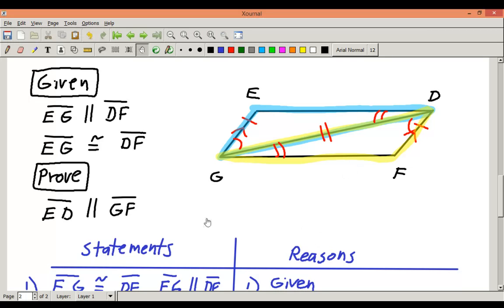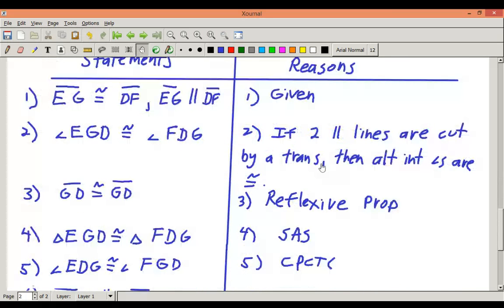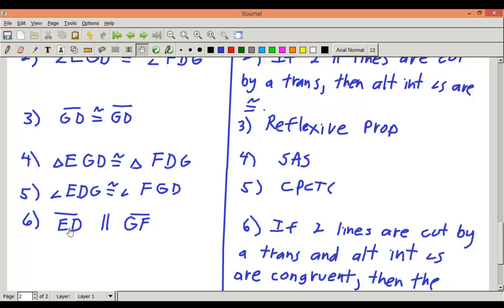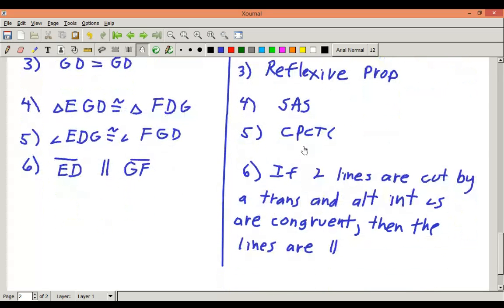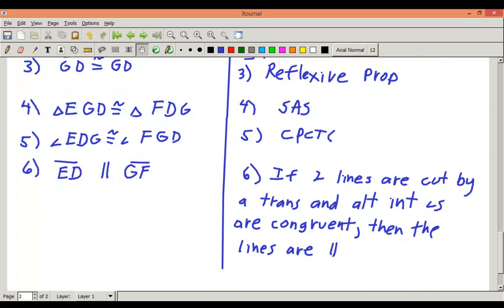Okay, now remember what we're trying to prove. We're trying to prove this top side here parallel to that bottom side. So ED, we're trying to prove parallel to GF. Okay, what comes next in our proof? Now we're going to state that they are parallel. Well, remember, that's the statement that you're trying to prove. Why are they parallel? Here's an old theorem. Remember, you can never forget your theorems. If two lines are cut by a transversal and alternate interior angles are congruent, then the lines are parallel.